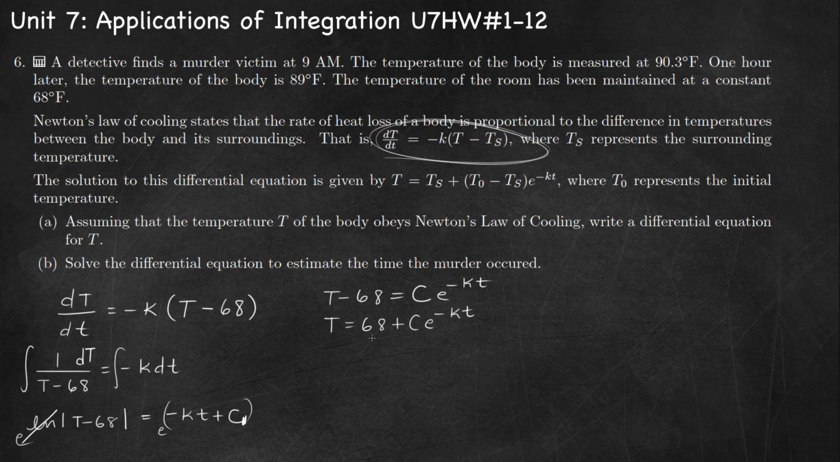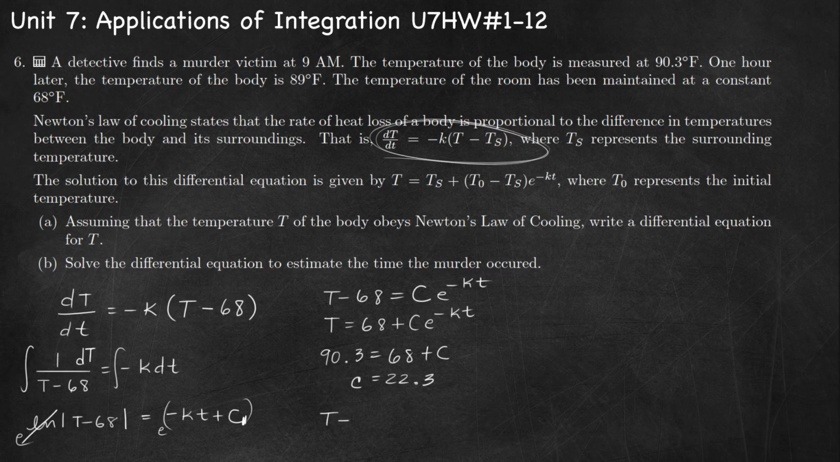So we know the temperature of the body is measured at 90.3 at 9 a.m. and then an hour later, the temperature is 89 degrees Fahrenheit. So we'll just say when the body was found, we'll call that time t equals 0. So our temperature is 90.3 at time 0. So that's going to be our reference point, our starting point, plus C e to the 0, which is just 1. And that gives us a C value of 22.3.